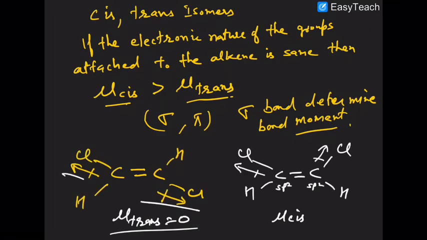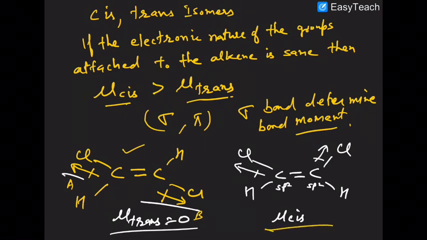Now here the compound name is 1,2-dichloroethene. In case of 1,2-dichloroethene, the bond moments in the trans isomer are in opposite directions. Look at that here. In this case particularly, the bond moment is from carbon to chlorine, here also carbon to chlorine, but in opposite direction. So what is happening here? The bond moment A will cancel out the bond moment B, so the dipole moment will be 0.